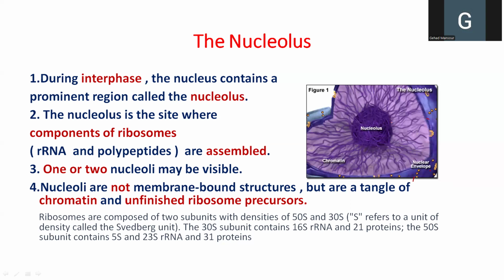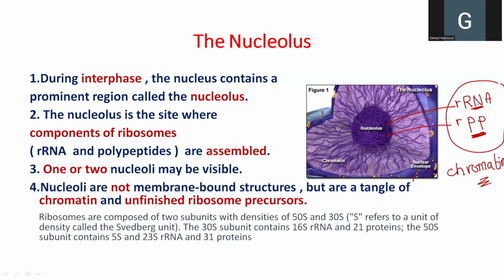So the nucleolus, as we said before, consists of ribosomal RNA simply and ribosomal polypeptides. So actually, since it is nucleic acid, even if it is RNA with a polypeptide, then it is chromatin. That's why we say that the nucleolus consists of chromatin. But you know that the chromatin inside the nucleolus is different from the chromatin outside the nucleolus.